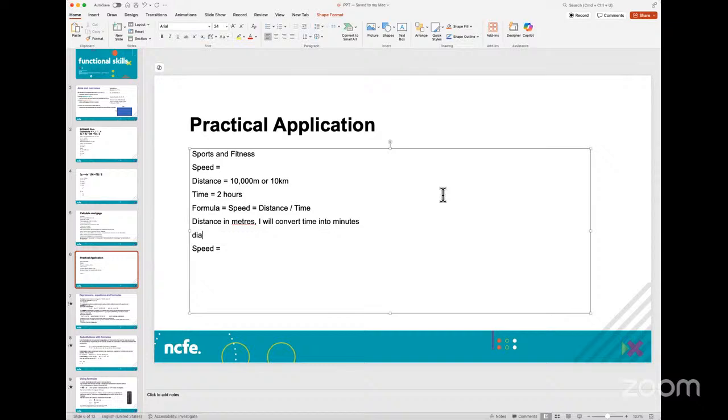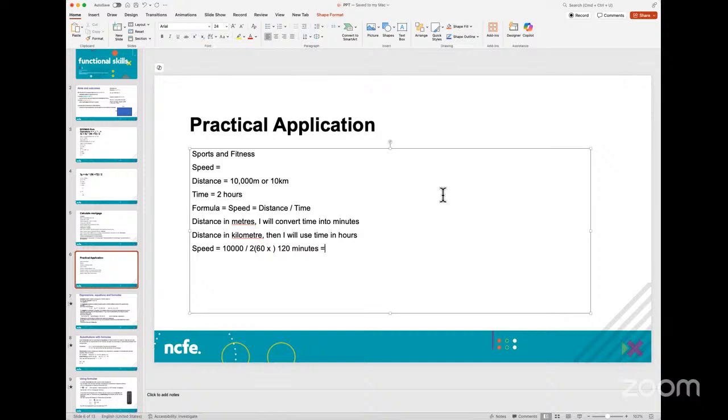If I was given distance in kilometers, then I will use time in hours. So that your answer is correct, we need to know the variables and in what units they can be used within the formula. So in this case, when I know the distance is 10,000 meters, I need to convert this 2 hours into minutes. So each hour is 60 minutes multiplied by 2. That means total minutes would be 120 minutes if I ran this.